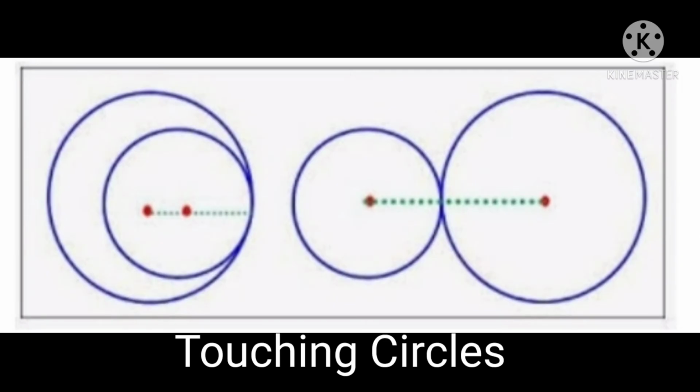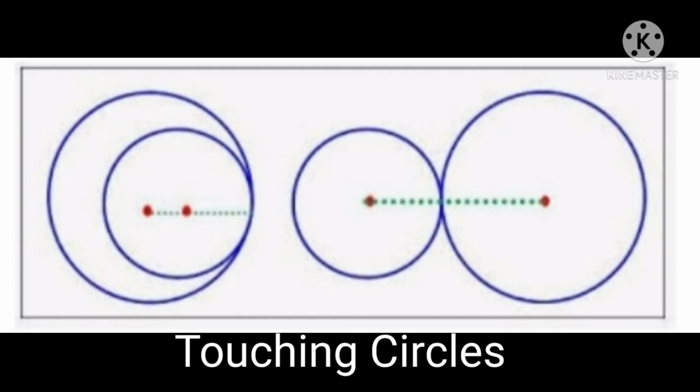Next is types of circle. See here, the two circles just touch each other. They are not intersected with each other, they just touch each other. The first figure shows two circles touching each other internally, and the second figure shows two circles touching each other externally. So such types of circles are called touching circles. They do not cross each other, they touch each other. So touching circles are of two types: internally touching circles and externally touching circles.